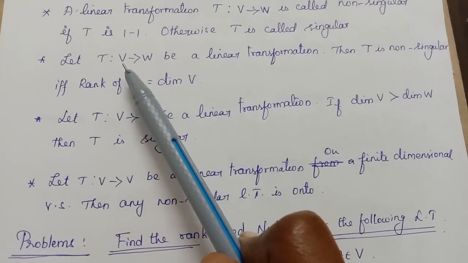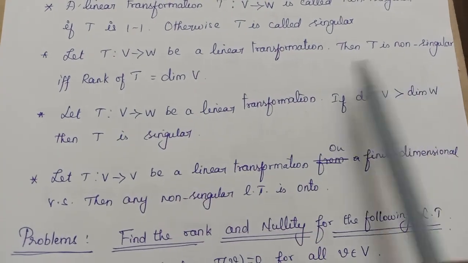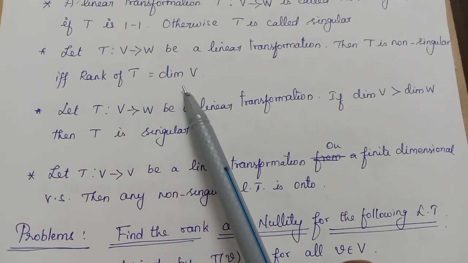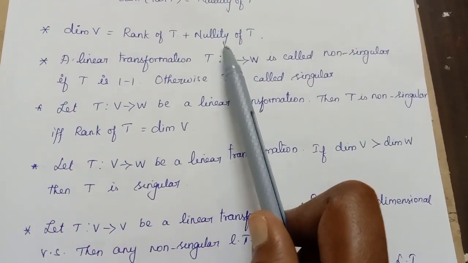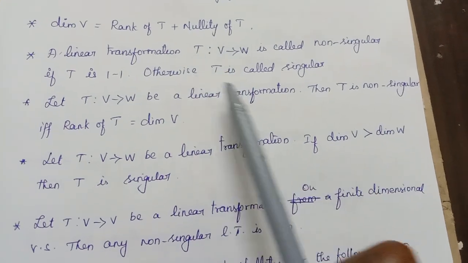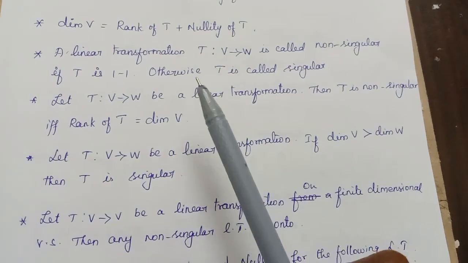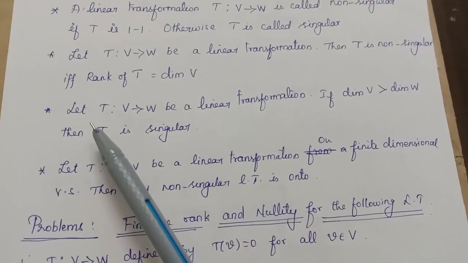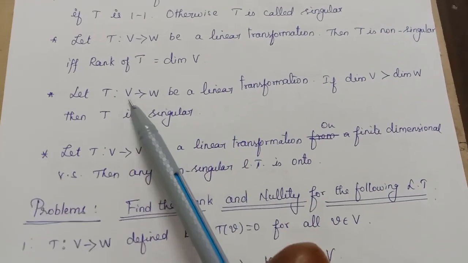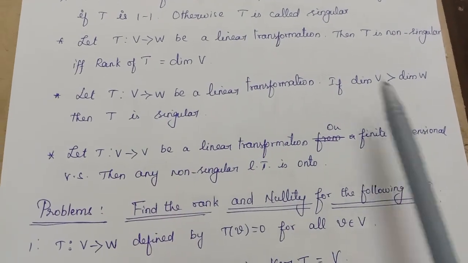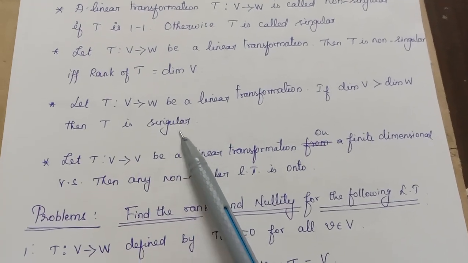Next, suppose we have a linear transformation from V to W. Then T is non-singular if and only if rank of T equals the dimension of V. So if rank of T becomes the dimension of V, what is the nullity? Nullity will become 0. So for a non-singular linear transformation, we should have nullity equal to 0. Next one: T from V to W is a linear transformation. If the dimension of V is greater than the dimension of W, then T is singular. Singular means it is not 1-1.